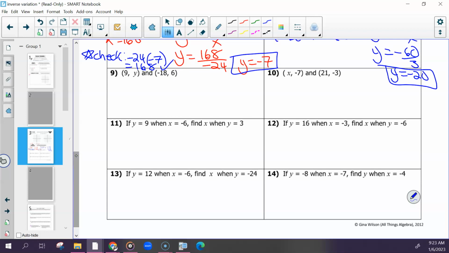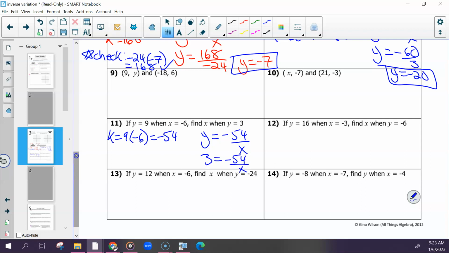Okay, then let's do a couple with the words. So let's start with 11. Again, find your k value. Multiply 9 and -6. Once you have your k value, put it in your equation. So y equals -54 over x. Now we're looking for x and we have y. So we're going to put 3 in for y.